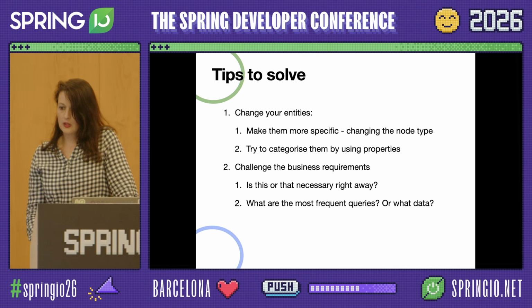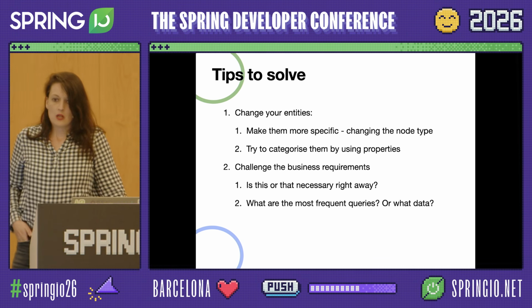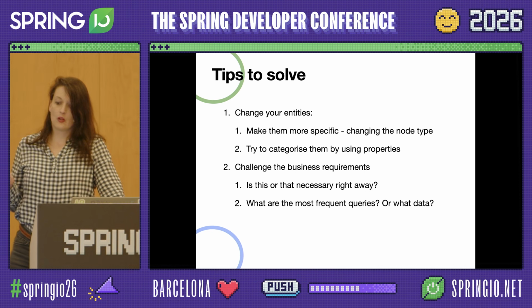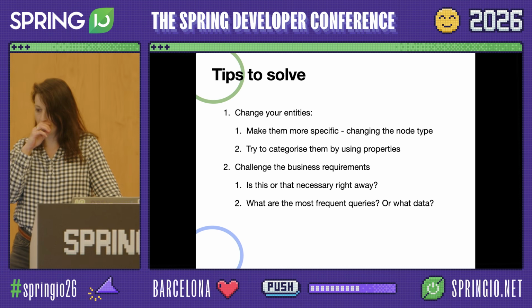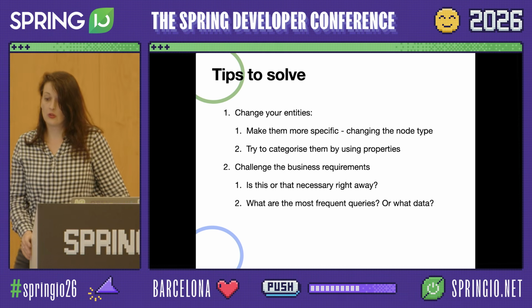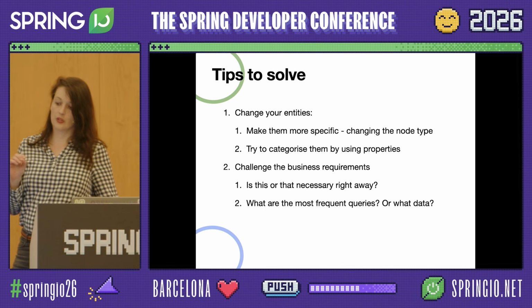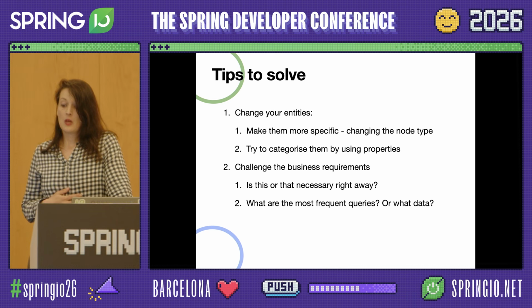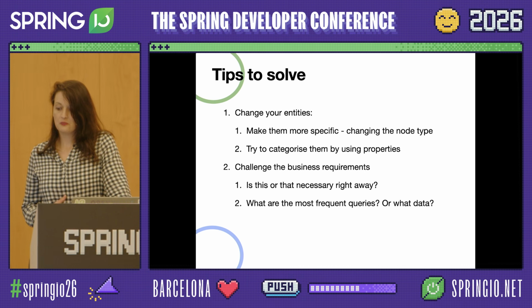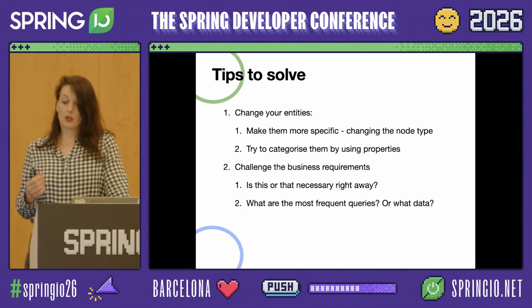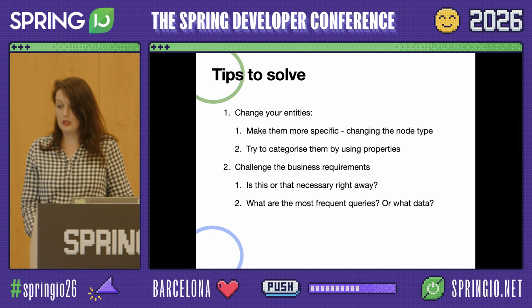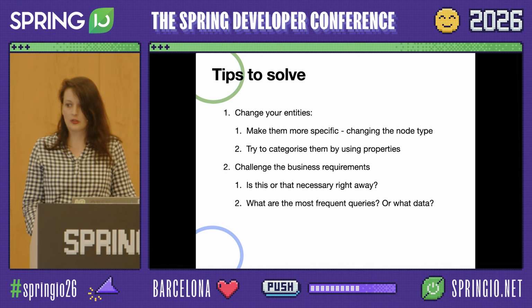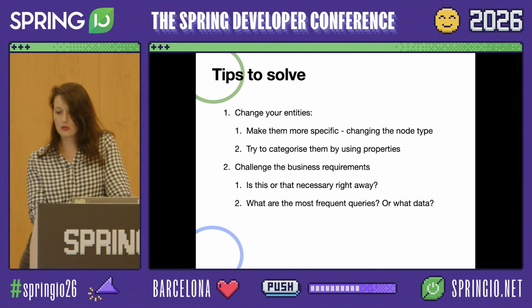Some tips to solve all your challenges when you're doing your data modeling. Try to make them as specific as they fit the data, your functional domain. Change the node type until you have a less awkward name. The same holds for relationships. If very connected nodes are popping up in your domain, you can also try to categorize them using properties. That can also be a solution, as properties are also first-class citizens in your graph.